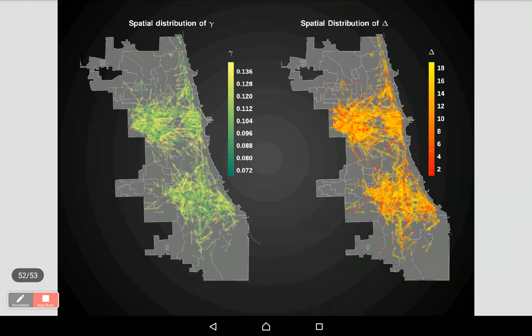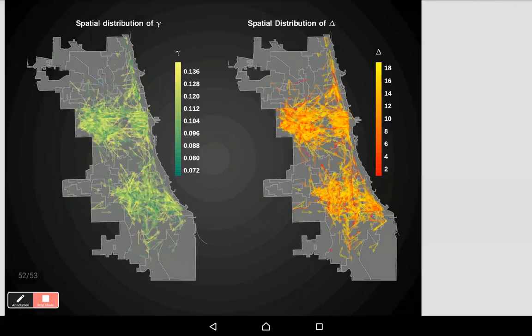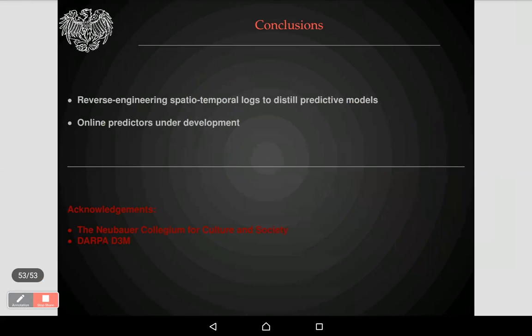And this is what the network of all links looks like. On the left, the color tells you the gamma, which is the causality coefficient. And on the right, you have the time delay of the models on the links. If you are from South Chicago, this picture would make a lot of sense to you. You essentially are looking at 3 clusters, one on the south side, one on the west side, and one near the downtown, which makes a lot of sense if you are from Chicago. So that's pretty much what I have to talk about.